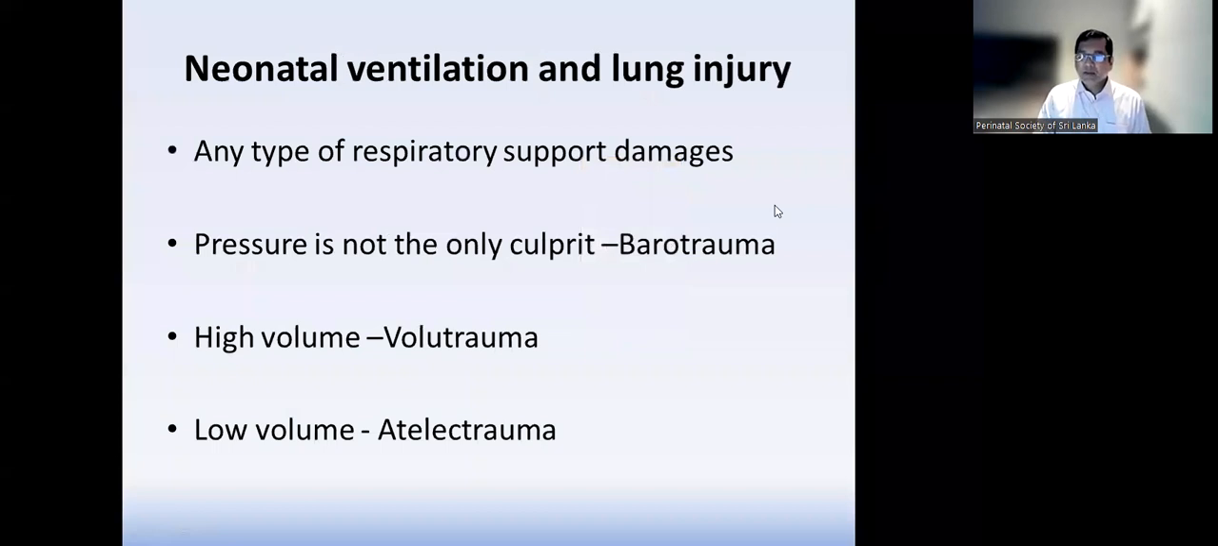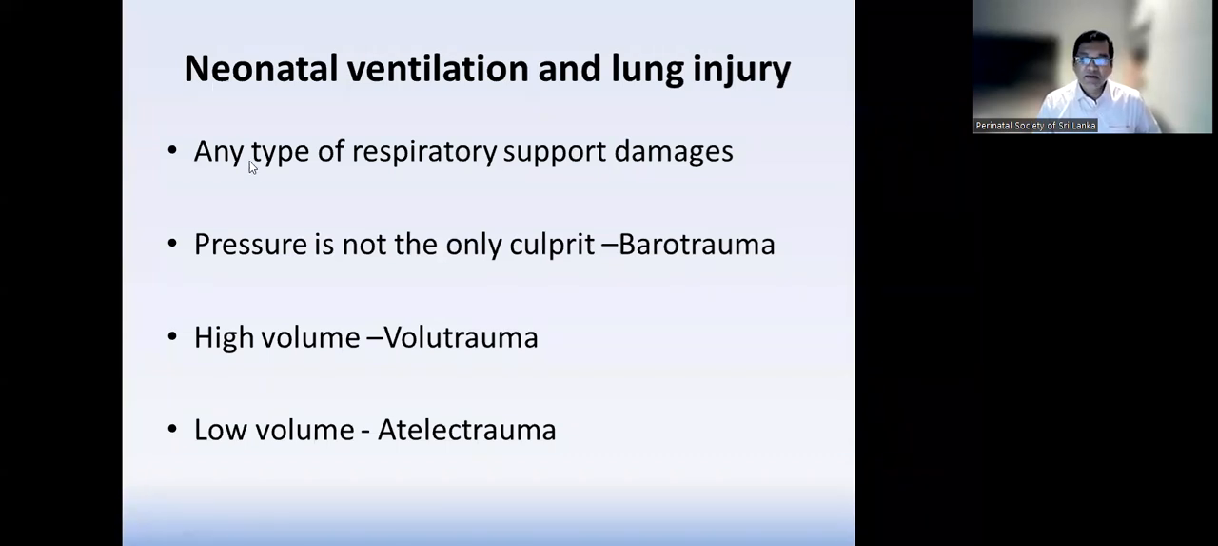Okay, so neonatal ventilation and lung injury. Any type of respiratory support will damage the baby's lung. Whether it is invasive or non-invasive, it will still damage the lung. But as I said, invasive ventilation will do more damage. Even the 5 inflation breaths that you give in the labor room or the operation theater will cause some amount of lung damage, especially for premature babies.